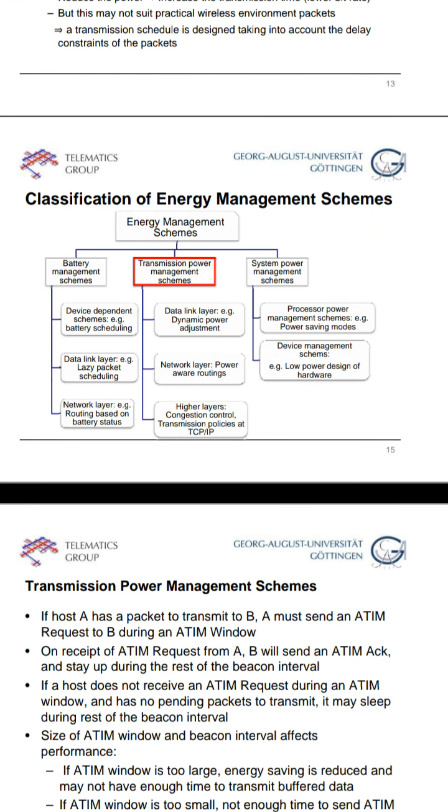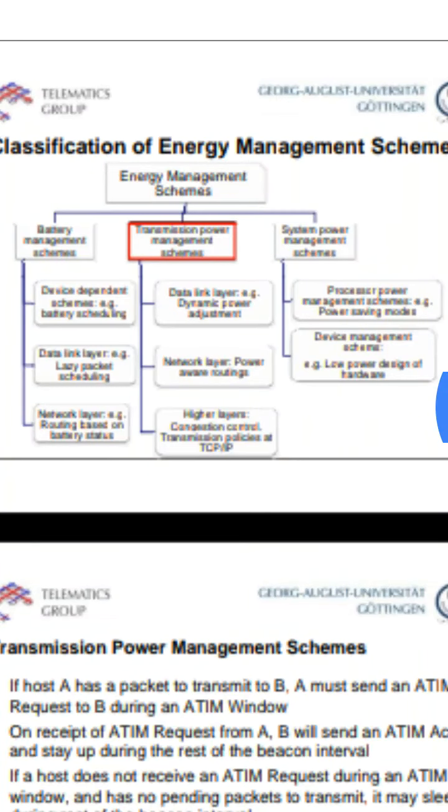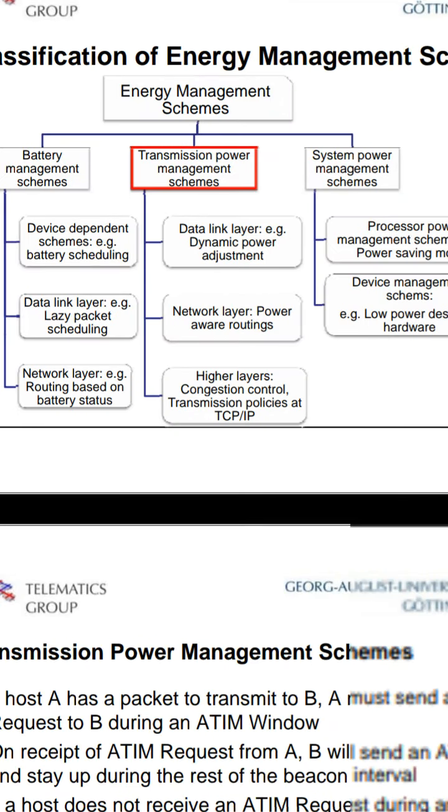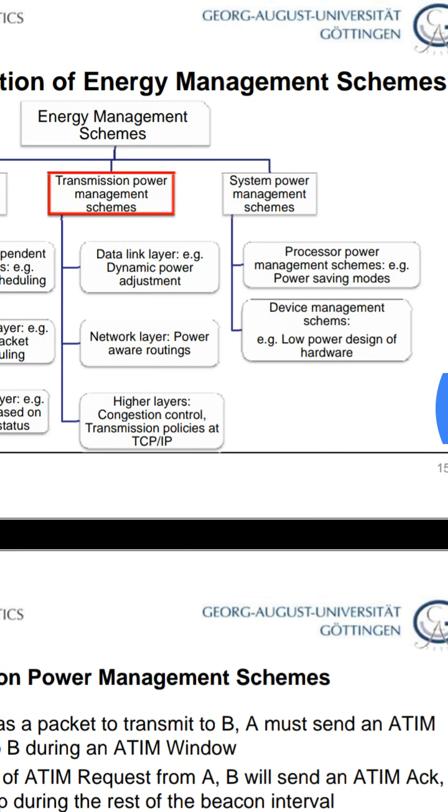In this video, I would like to explain transmission power management schemes. These schemes are classified into data link layer power management techniques, network layer power management techniques, and higher layer power management. In the data link layer, an example is dynamic power adjustment. A network layer example is power aware routing. At the higher layer, examples are congestion control and transmission policies at TCP/IP.